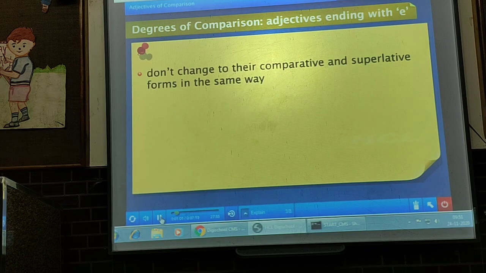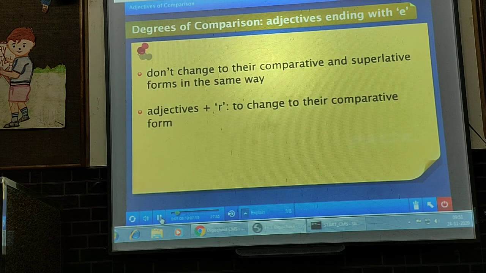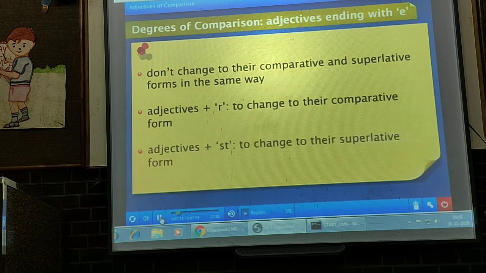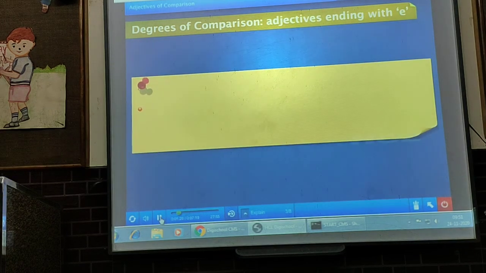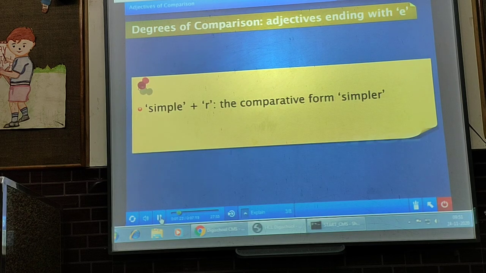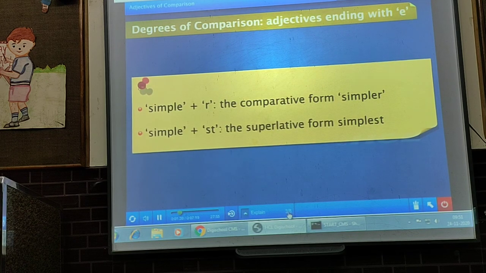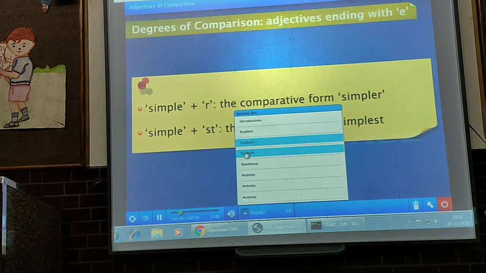All adjectives don't change to their comparative and superlative forms in the same way. Adjectives that end with the alphabet E take the letter R at the end in the comparative degree, while they take the suffix st in the superlative degree. For example, the adjective simple, which is in the positive degree, takes an R and becomes simpler in the comparative degree and est at the end to become simplest in the superlative degree.